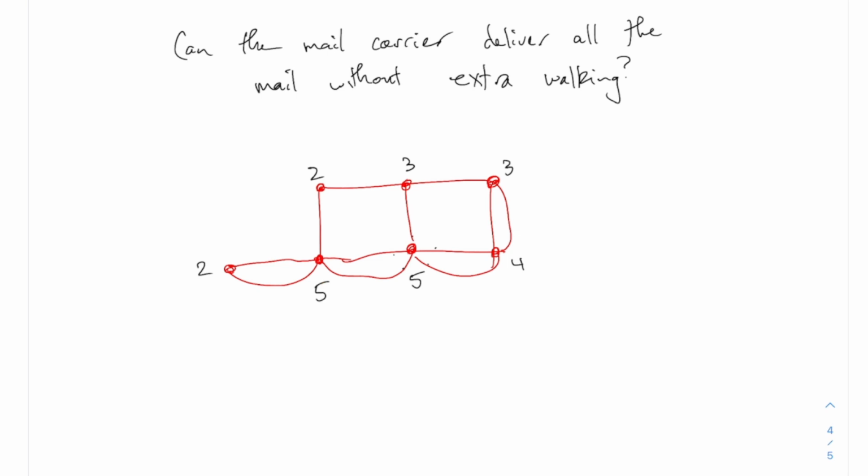All right? What's the answer to my question then? Can the mail carrier deliver this without extra walking? The answer is no. You're going to have to repeat some of these streets because I have too many odds here, right? There are 4 odds. That means no Euler circuit, no Euler path. So the answer to this question is no, unfortunately. All right? That's how we do it.